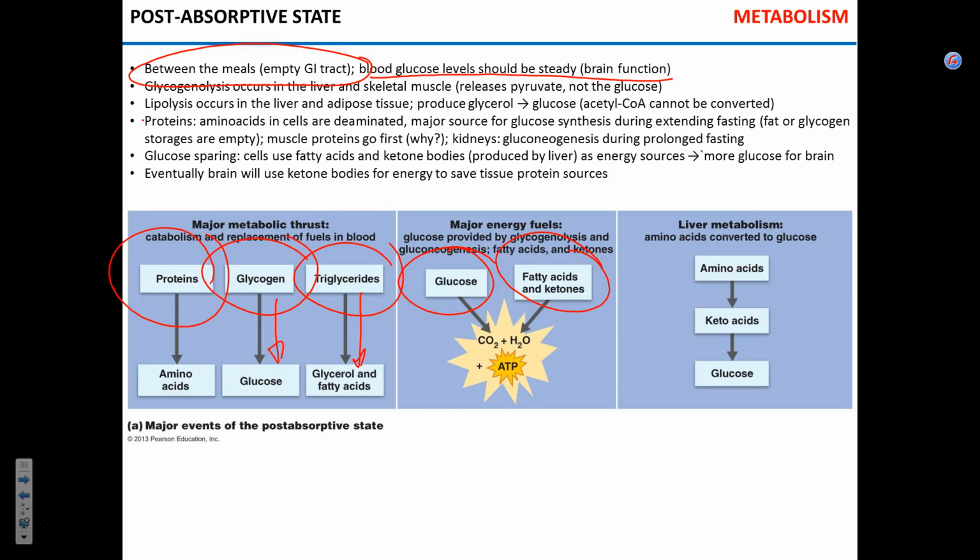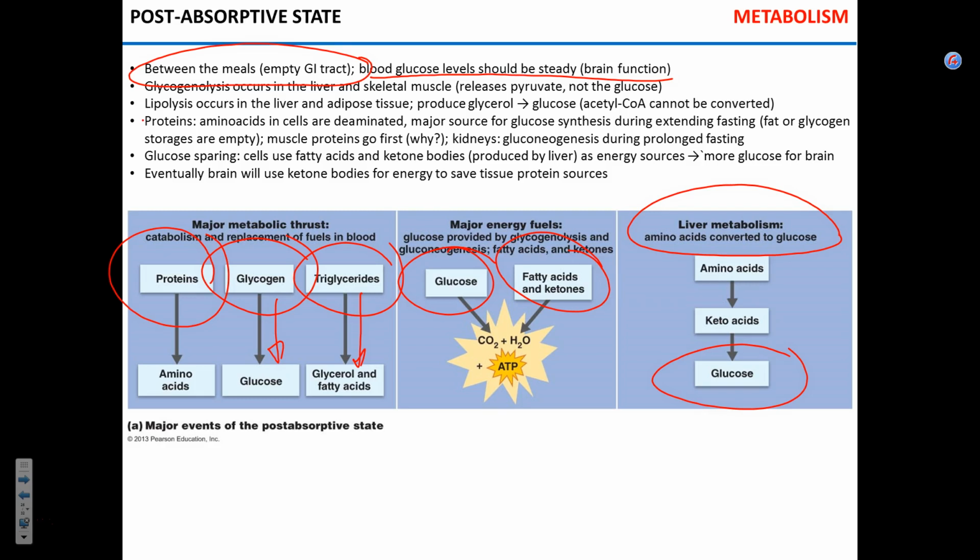Now, gluconeogenesis will occur mainly in the liver, where amino acids will be converted into glucose. So you have two sources of glucose in the post-absorptive state. One is glycogenolysis, right? And another source of glucose is gluconeogenesis. Glycogenolysis is the breakdown of glycogen. Gluconeogenesis is generation of glucose from scratch. Does that make sense?